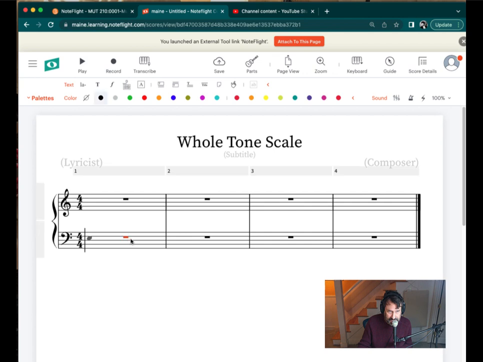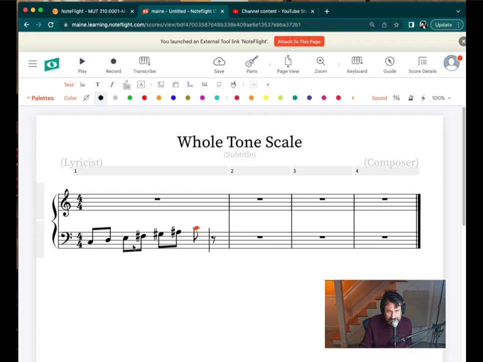So if we started on C, and let's make this eighth notes, I would go up a whole step to D, then to E, then to F sharp, then to G sharp, then to A sharp, and to continue the scale, I have to jump up to C. So what this scale does is it divides the octave, the 12-tone octave, into 6 equal parts.